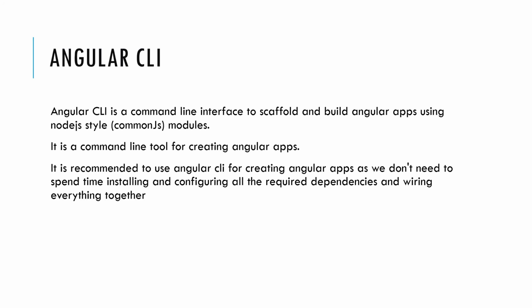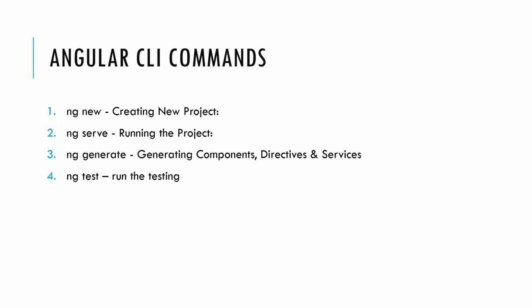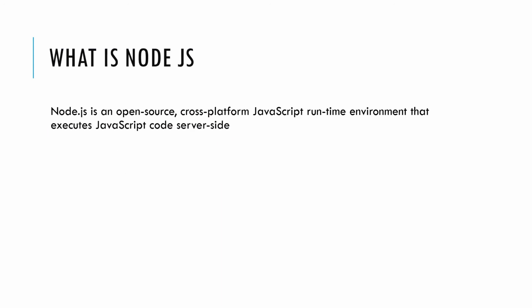So what exactly is the CLI? Angular CLI is a command line interface to scaffold and build Angular applications using the Node.js style. It is a command line tool for creating Angular applications. So what are the Angular CLI commands? ng new for creating a new project, ng serve for running the project, ng generate for generating components, directives and services, ng test for running the tests.